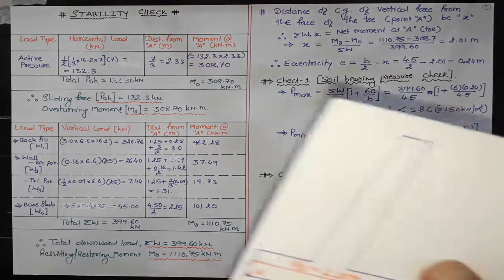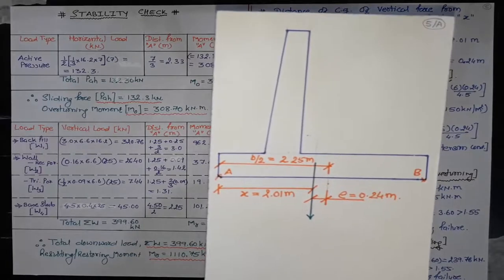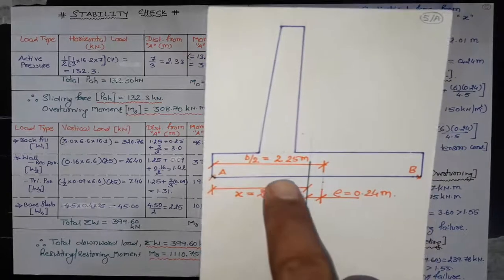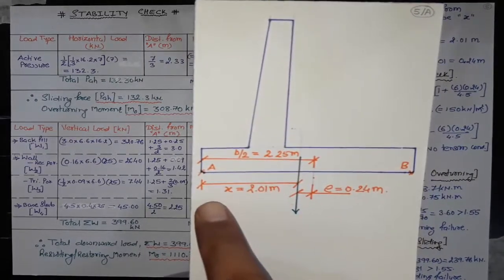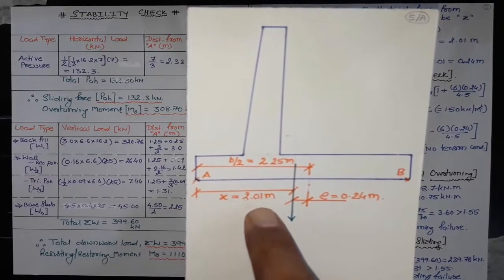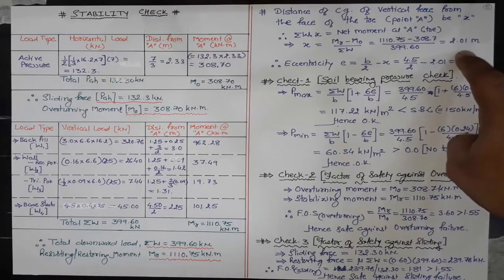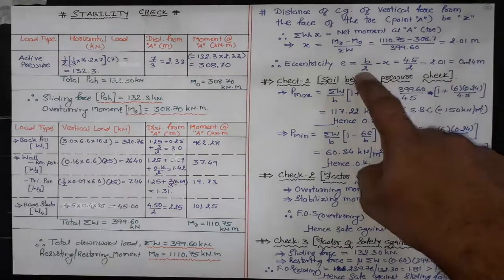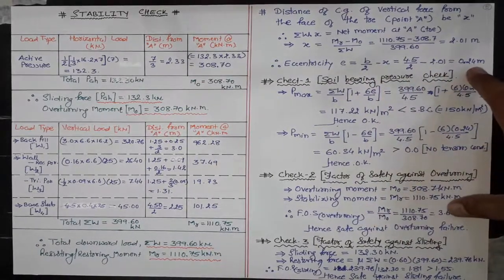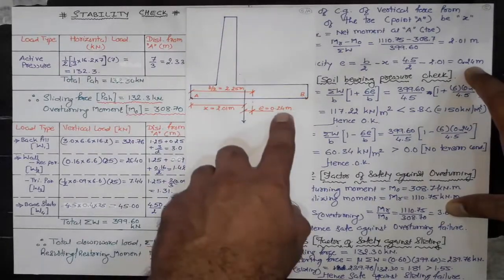Eccentricity E is determined from the base slab center. This is the base slab center, that is B by 2, that is 2.25 meters, and X, that is the distance of our vertical force from point A, comes out to be 2.01 meters, which we have calculated here. Deducting X from the base center, we get the eccentricity from the center of base as 0.24 meter.